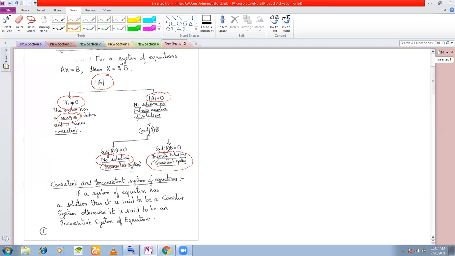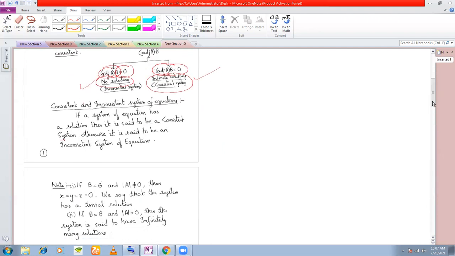So under what condition will the system have no solution? Once you find out that the determinant of A is equal to zero, next you find out the adjoint of A and multiply it with B. If you see that the adjoint of A into B is non-zero, then you say that the system has no solution. If, however, the determinant value of A is zero and the adjoint of A into B is equal to zero, then you say that the system has an infinite number of solutions. We'll see all this in the examples.